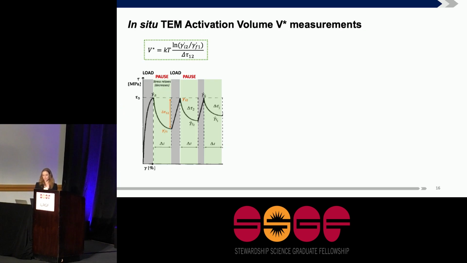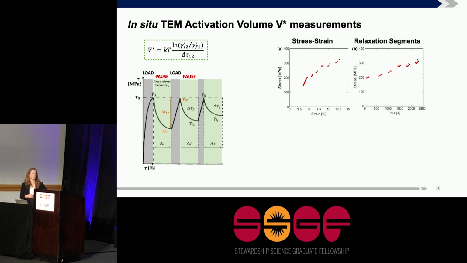And as a reminder, activation volume is a signature parameter associated with deformation mechanism, and I calculate it by doing repeated stress relaxation experiments. Here's data from one of the in situ experiments. On the left is the stress strain curve. It's piecewise because I've removed the relaxation segments and plotted them separately in this stress versus time.